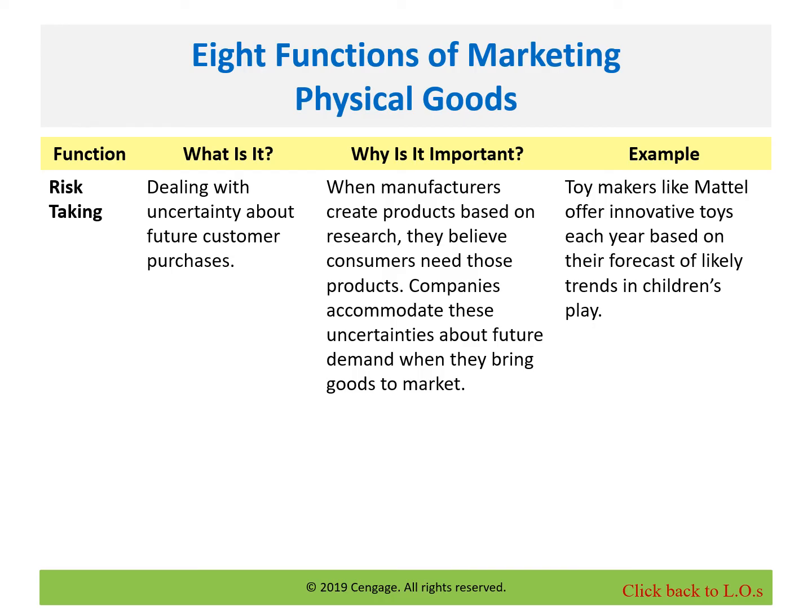Risk-taking means dealing with uncertainty about future customer purchases. When manufacturers create products based on research, they believe consumers need those products. Companies accommodate these uncertainties about future demand when they bring their goods to market. Example, toy makers like Mattel offer innovative toys each year based on their forecast of likely trends in children's play. However, there is an uncertainty factor, meaning they are not sure whether all the toys that they produce will be purchased by their target market.